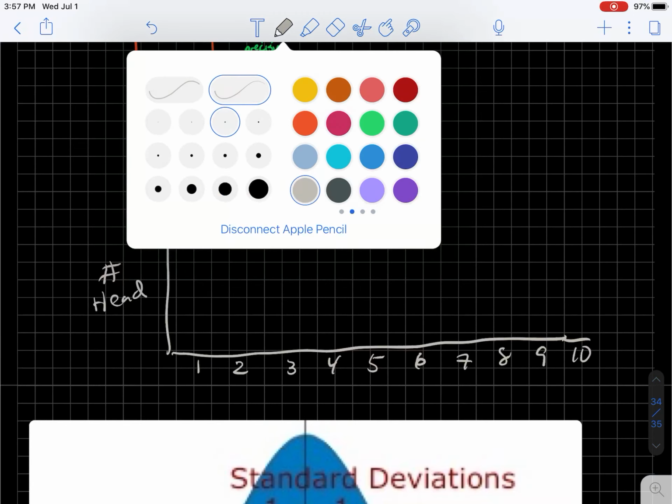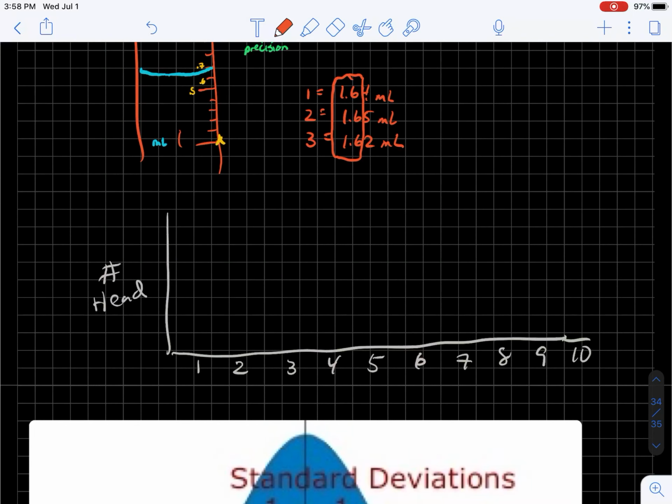And then we go into the lab and we start flipping coins and we start recording the data. All right, let's say the first time we flip, we get 5 heads, 5 tails. Next time, we get 2 heads, 8 tails. Next time, we get 3 heads, 7 tails. Next time, we get 8 heads, 2 tails. And then we get 5 and 5 again.